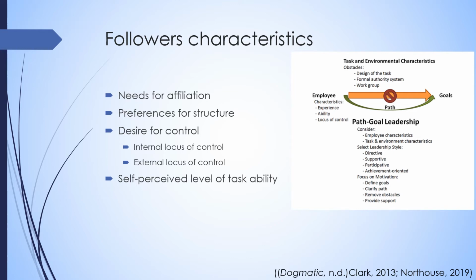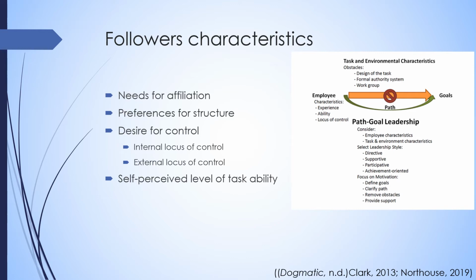Followers with internal locus of control believe that they are in charge of the events that occur in their life. For these followers, path goal theory suggests participative leadership. In comparison, followers with external control believe that chance, fate, or outside forces determine life events. For these followers, path goal theory suggests more of a directive leadership style.